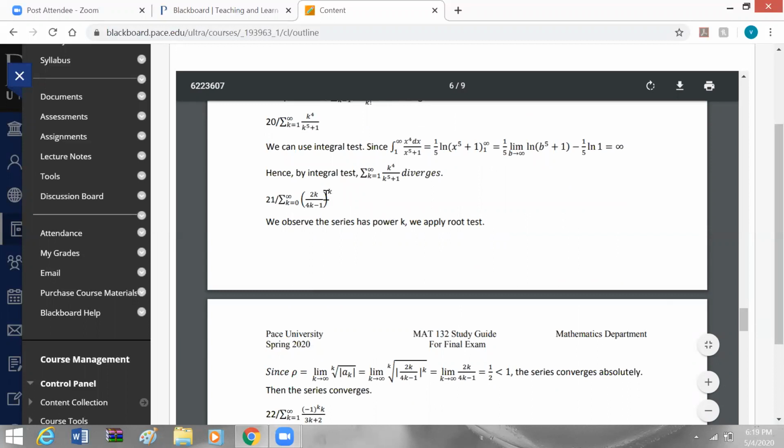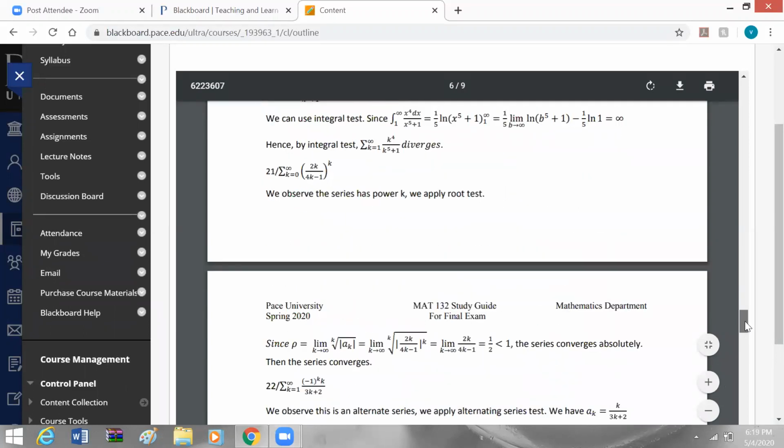Also, when we see the k power, when it is raised to the power k, then we need to apply the root test. And usually the root test and ratio test are really, really important for that part.